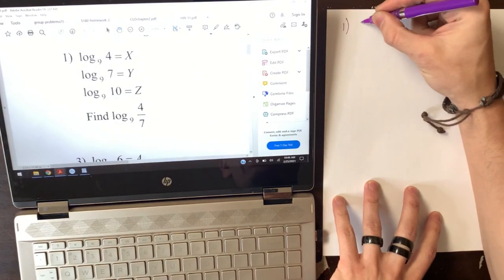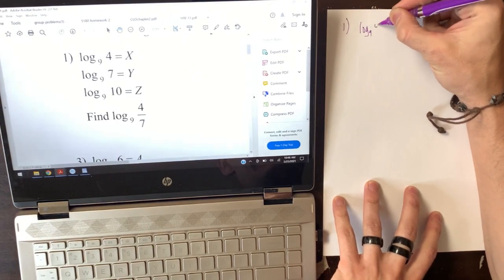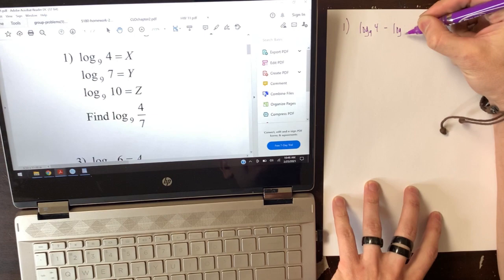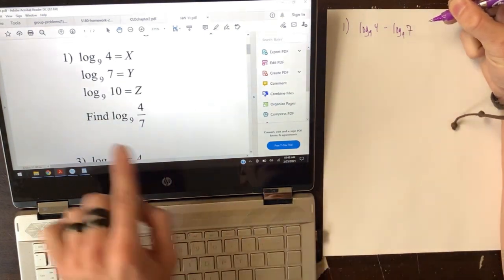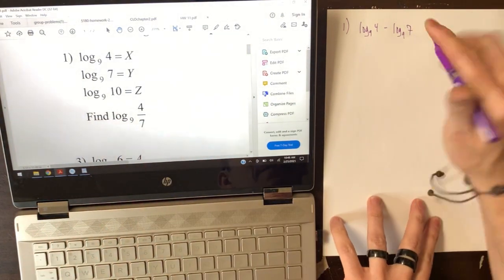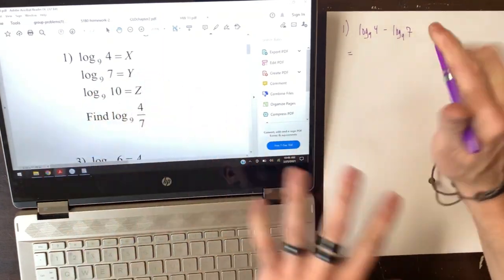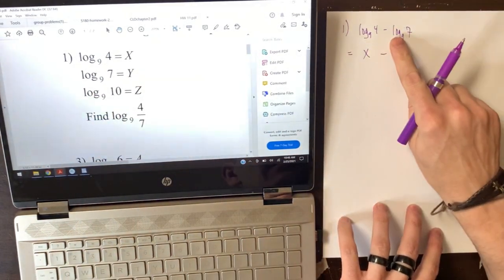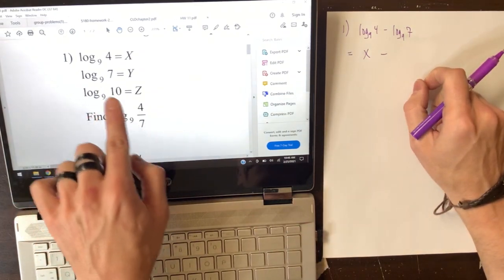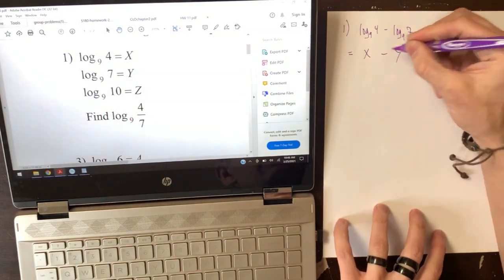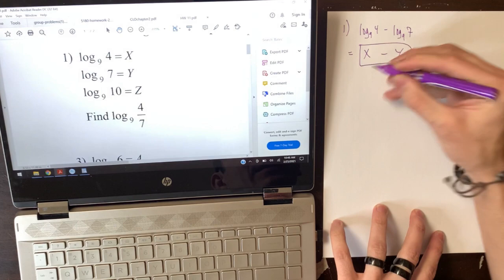So for number one, what if we expand the given logarithmic expression immediately? This one here can become that. And then we have log base 9 of 4, which is x, take away log base 9 of 7, which is y. So that one's pretty fast. That one's just x minus y.